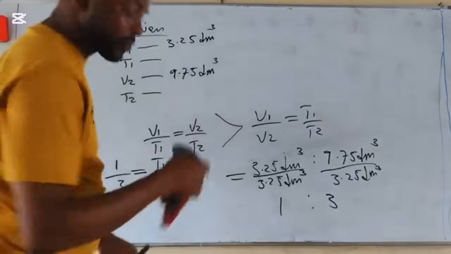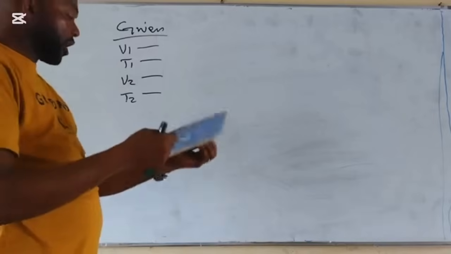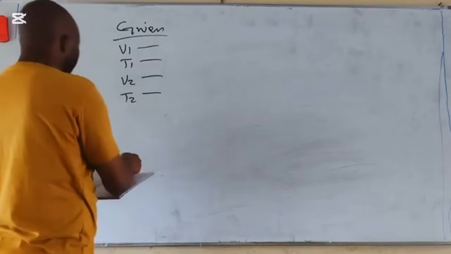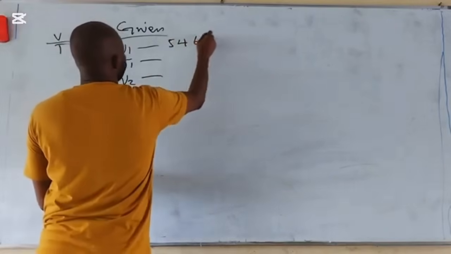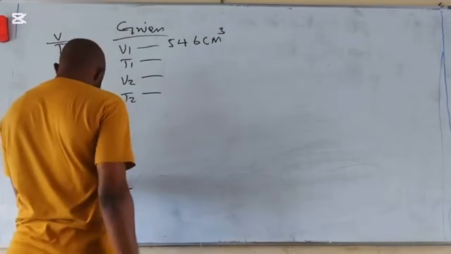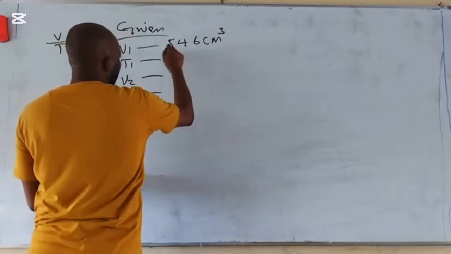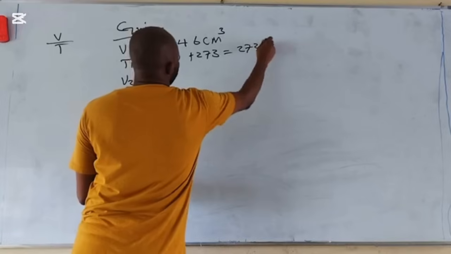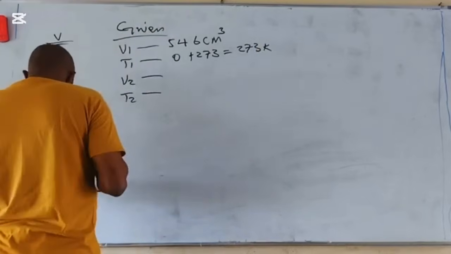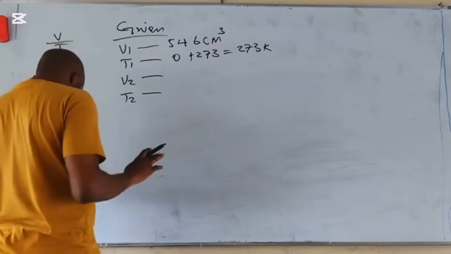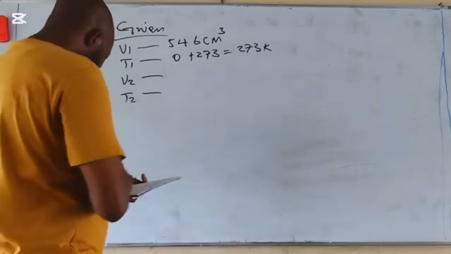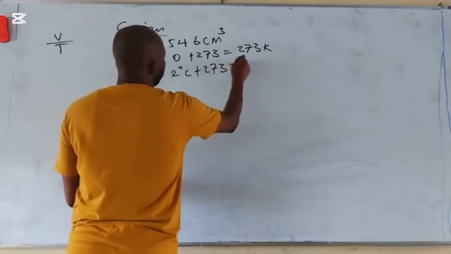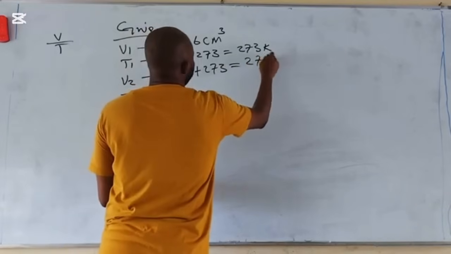Question 4. A fixed mass of gas of volume 546 cm3 at 0 degrees Celsius. 0 degrees Celsius plus 273 is equal to 273 Kelvin. It is heated at constant pressure. What is the volume of the gas at 2 degrees Celsius? 2 degrees Celsius plus 273 is equal to 275 Kelvin.